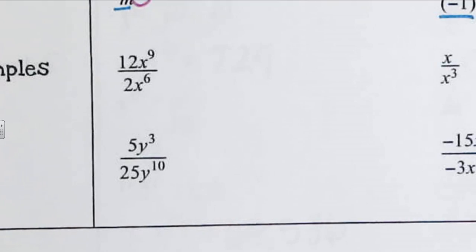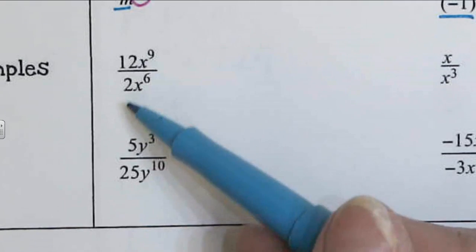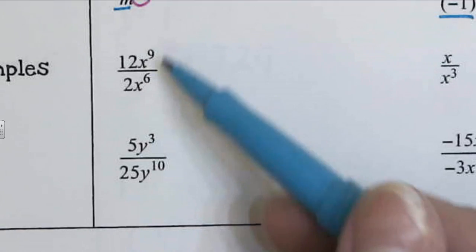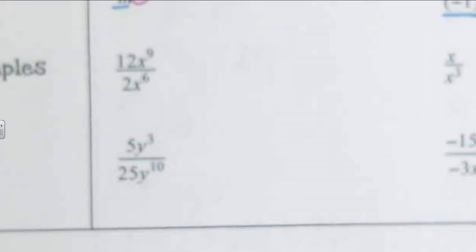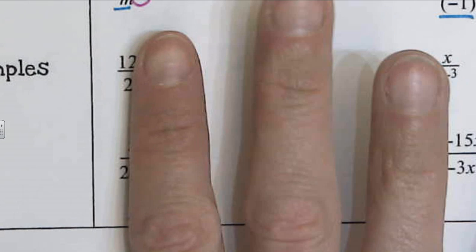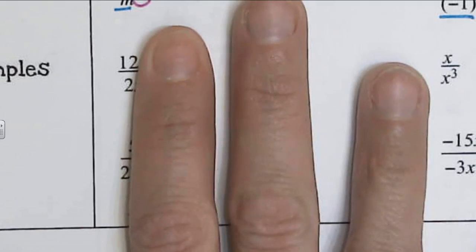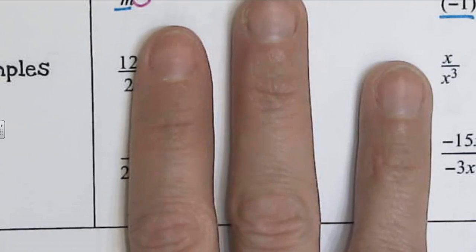So initially, I'm just going to ignore the fact that I've got some coefficients. I'm going to ignore the fact that I have any variables attached to this problem. I'm going to look and see, is there anything that will go into both 12 and 2 in order to simplify this problem? I could actually divide both by 2, which would be awesome. So 12 divided by 2 gets me 6, and then 2 divided by 2 is just going to get me 1, so I'm not going to worry about it.